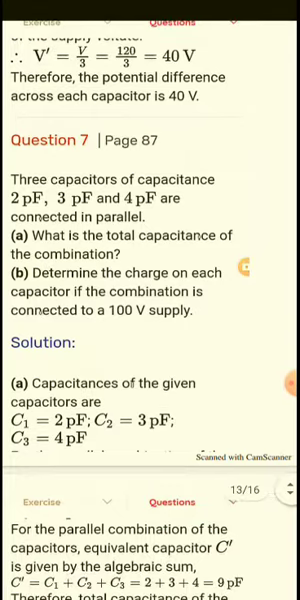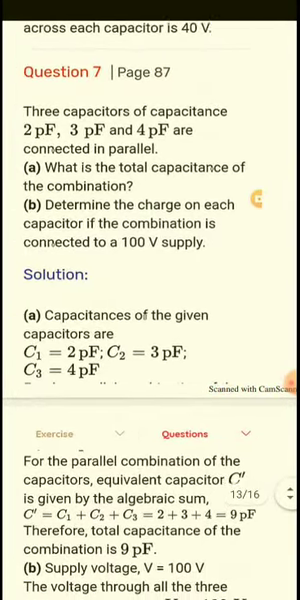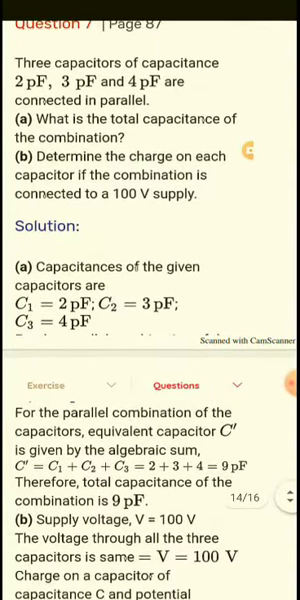Then we can go for the seventh sum. 3 capacitors of capacitance 2 picofarad, 3 picofarad and 4 picofarad are connected in parallel. What is the total capacitance of the combination? Determine the charge on each capacitor if the combination is connected to a 100 volt supply. Okay, a similar sum to the previous sum, the 6th sum. So the capacitances of the given capacitors are C1 is equal to 2 picofarad, C2 is equal to 3 picofarad, C3 is equal to 4 picofarad.